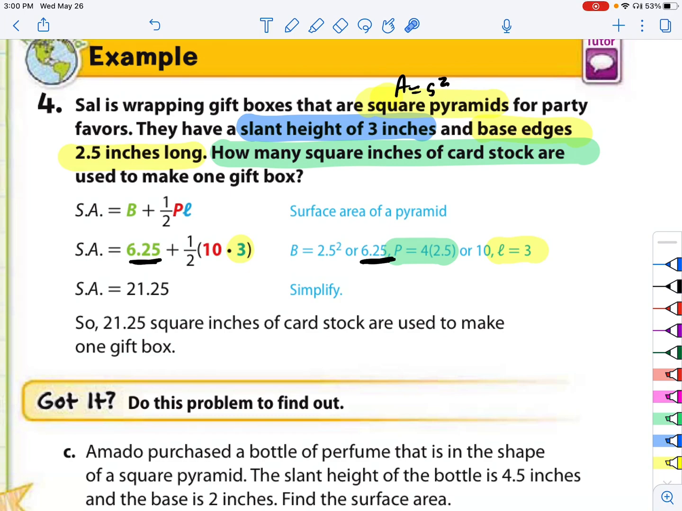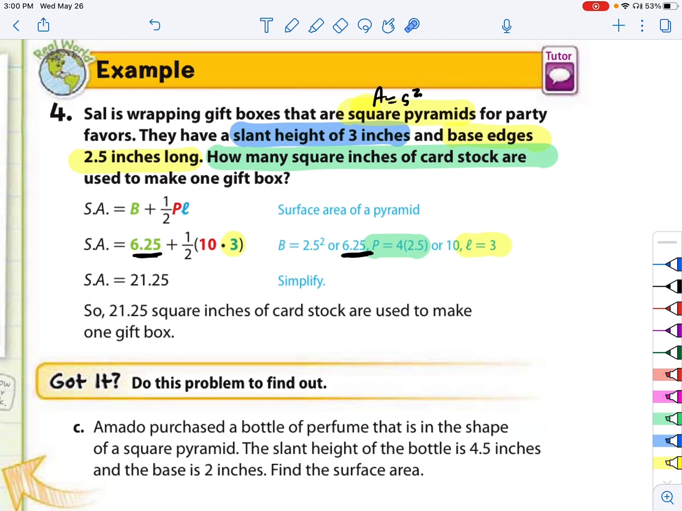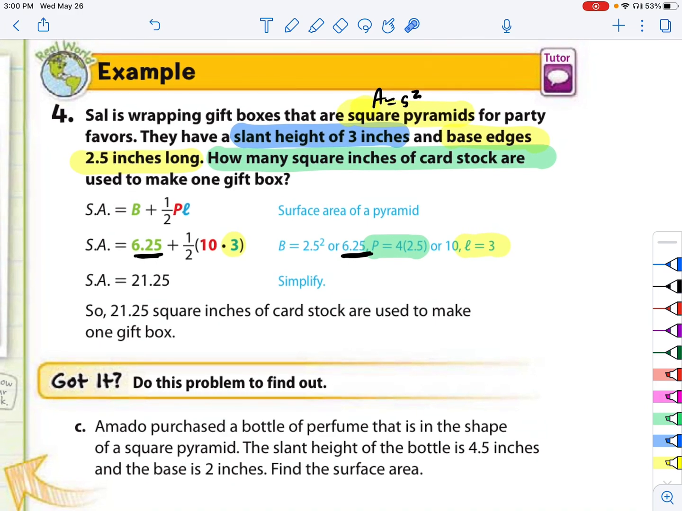Okay? All right. That's the end of our lesson. Do the final Got It, letter C, and let's see if you understand example number 4. And we are done.